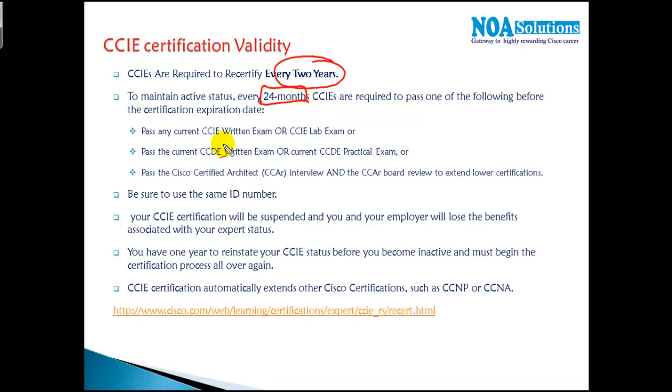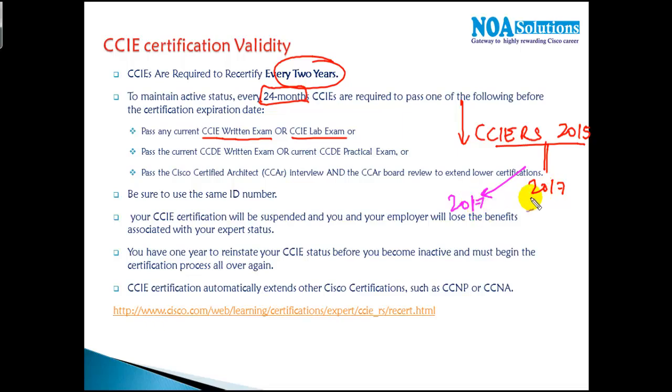So either you have to pass the written exam, or any other lab exam. Let's say I'm done with my CCIE Routing and Switching this year, let's say 2015. In that case this is valid up to 2017. If you pass any other CCIE exam within this period, let's say I pass my CCIE Service Provider or any other track in the next year, maybe in 2017 or before this, your validity extends for the next 2 years, which means the validity is now until 2019, 2 plus 2, like that.